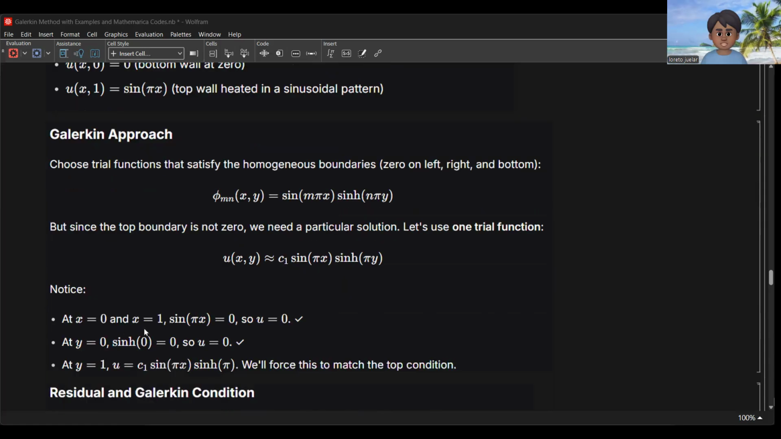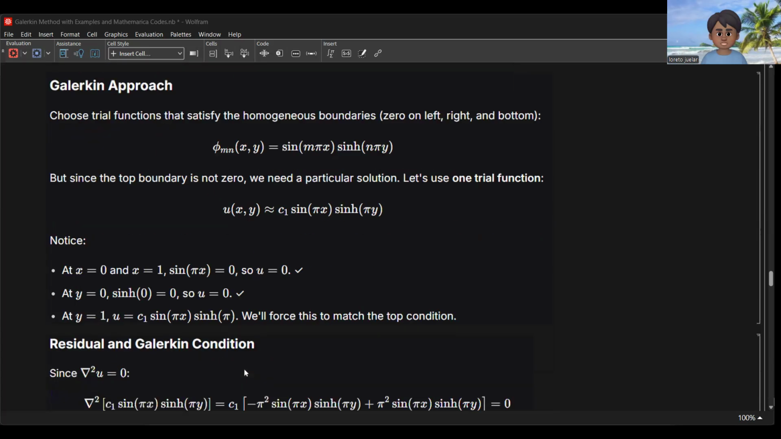So at x equal to 0 and x equal to 1, sine pi x is equal to 0. So u is equal to 0. At y equal to 0, hyperbolic sine of 0 is equal to 0, so u is equal to 0 here. At y equal to 1, u is equal to c sub 1 sine pi x, hyperbolic sine pi. So we force this to match the top condition.